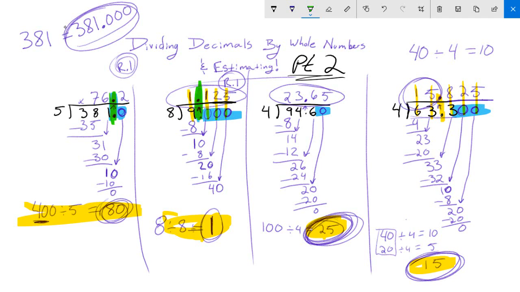There was no decimal point. Same with 9 divided by 8. There was no decimal point.